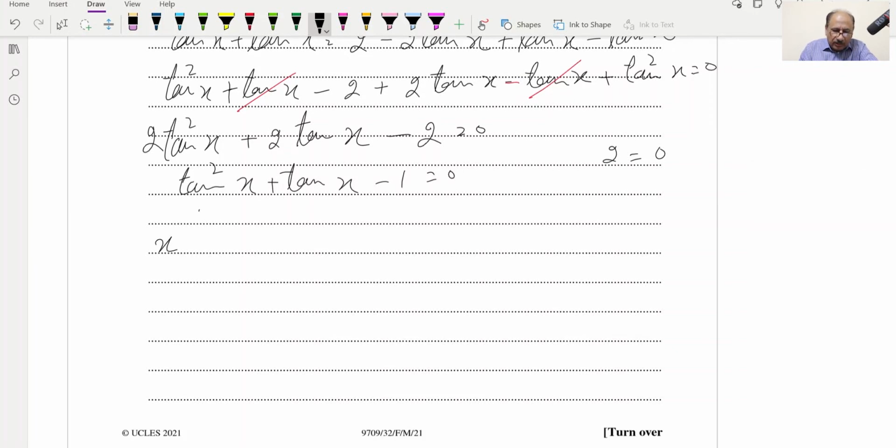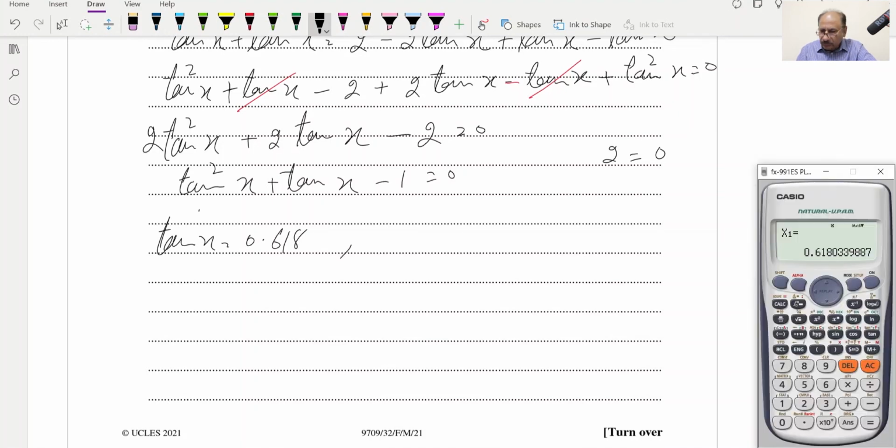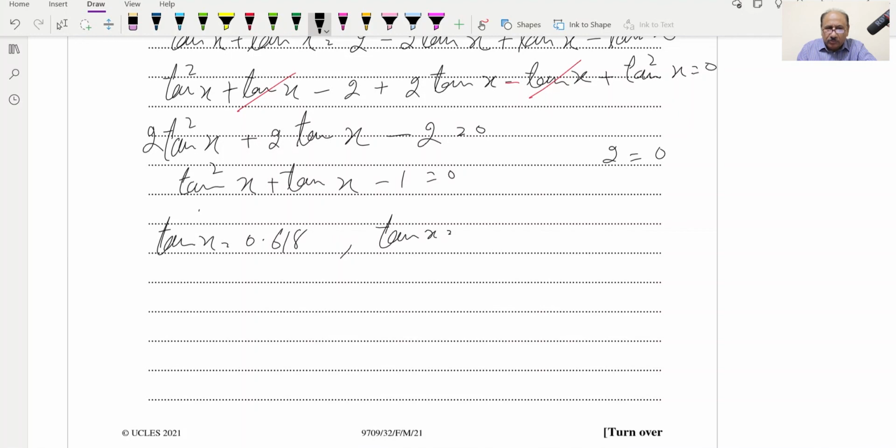0.618. So tan x is equal to 0.618, and the second value we can also write, which will be tan x is equal to minus 1.618. Now we can find x is equal to tan inverse of 0.618, and this value will be what?